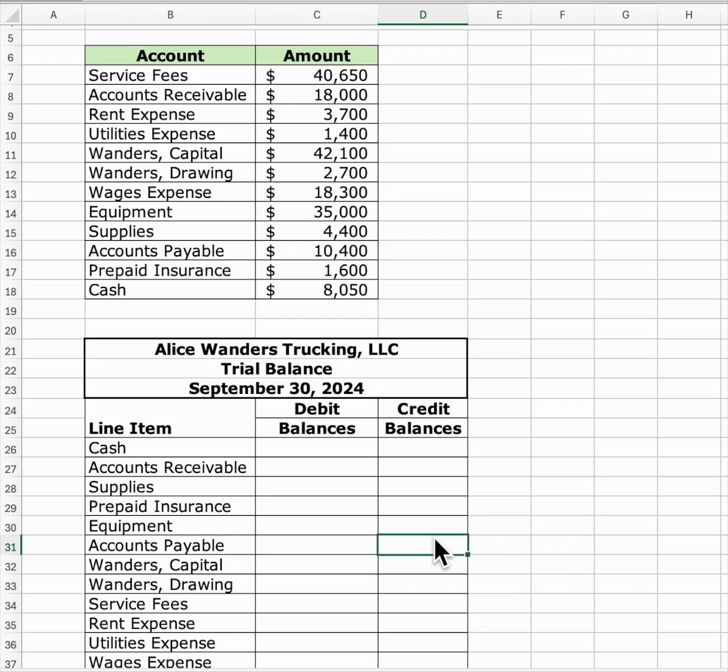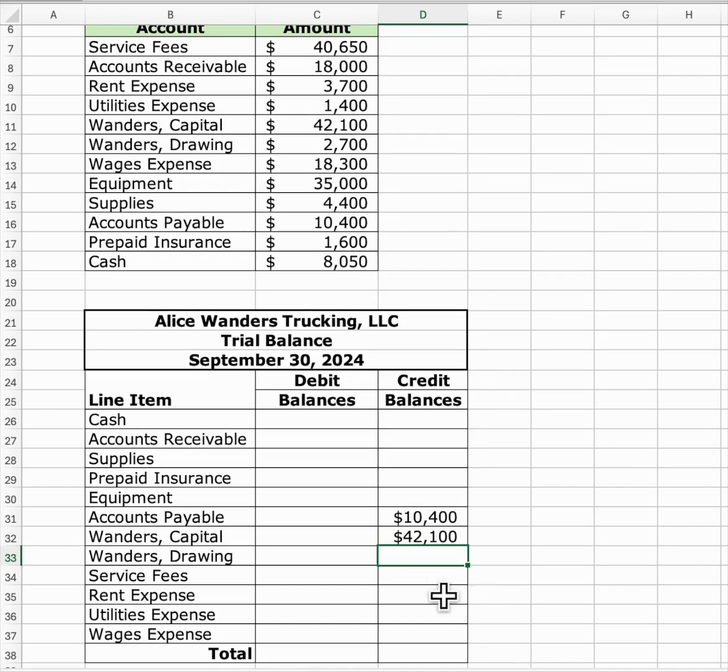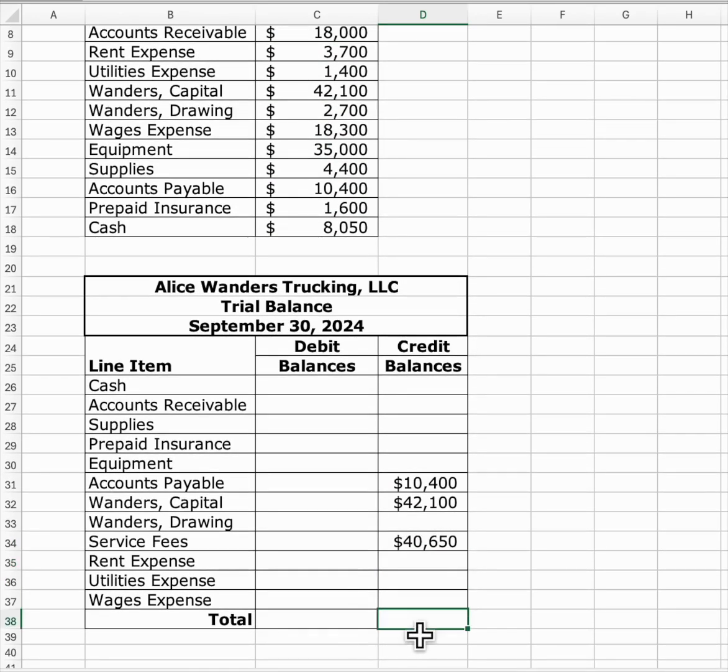In Excel, all you have to do is hit the equal sign, go to the cell, click on it and hit enter. And accounts payable. There's also Wanders Capital that's in this particular equation. We'll enter that. There was no wages payable. There's a wages expense, but there is revenue. So revenue again was a normal balance on credit. Service fees was a normal balance on credit. So those are the 3 normal balances on credit.